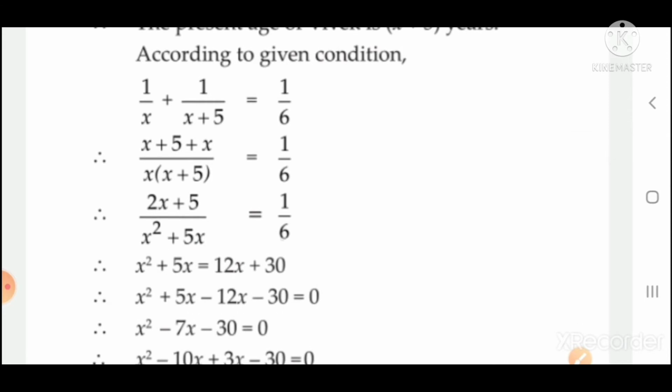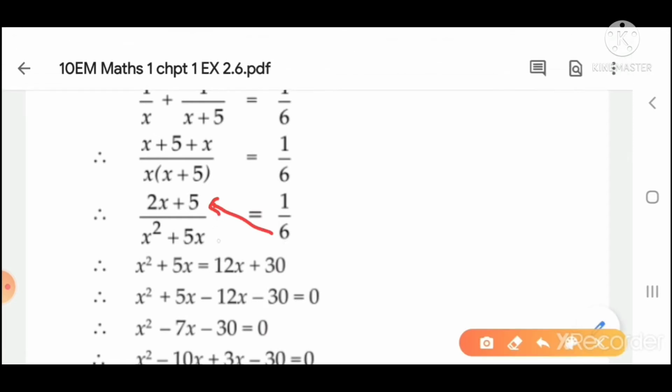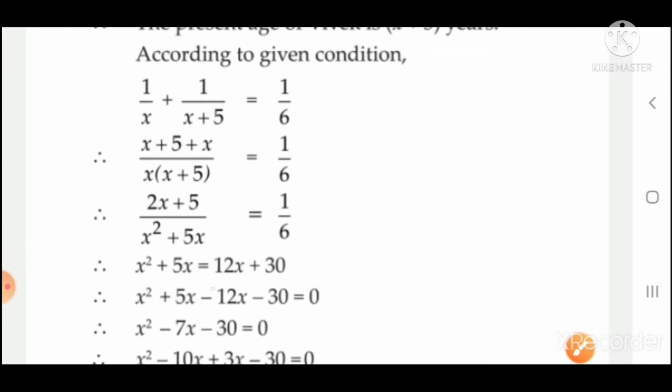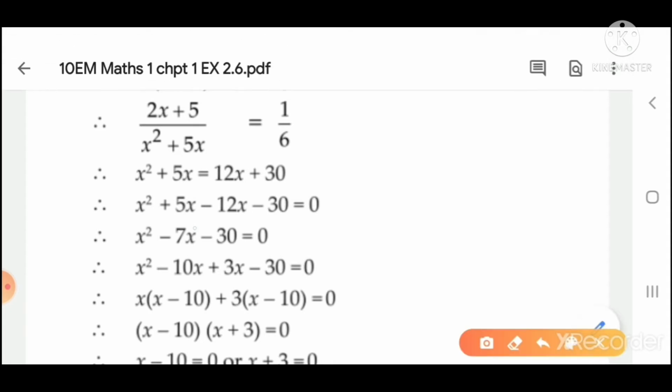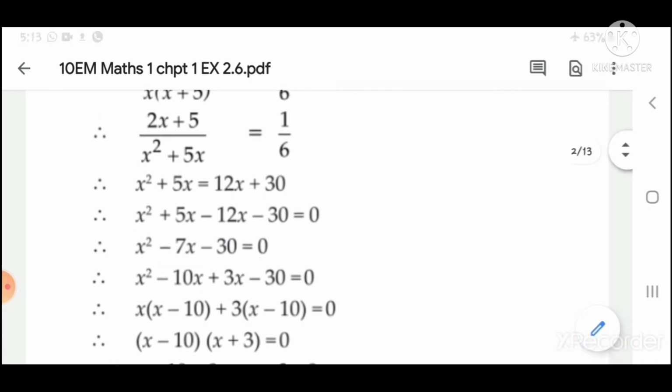Now what you will do here, see, this 6 will come here, and this x square plus 5x will go there. Cross multiply. So it becomes x square plus 5x equal to 12x plus 30, because multiply by 6, right? 6 2s are 12, 6 5s are 30. Now bring the x terms together. 5x and plus 12x इधर आ जाएगा. It becomes minus 12x, and plus 30 will come on the left hand side, becomes minus 30. Now you see this 5x minus 12x becomes what? Minus 7x. So now this equation has formed a quadratic equation.